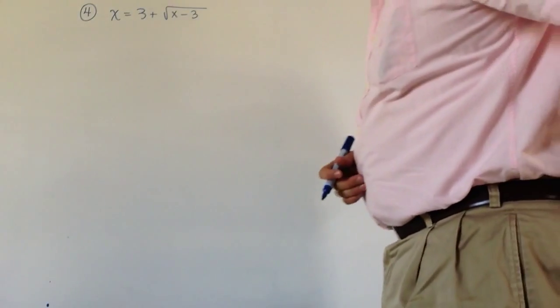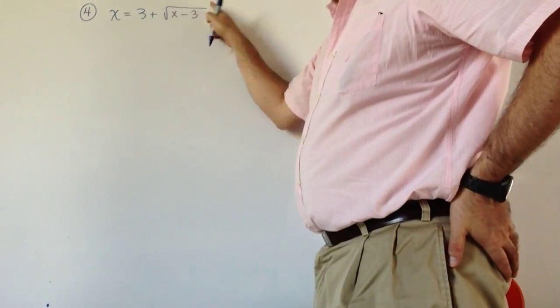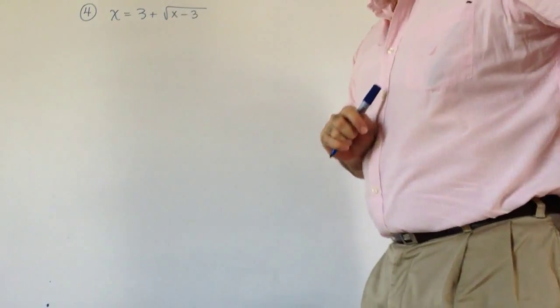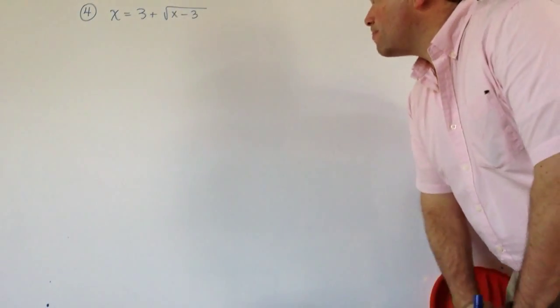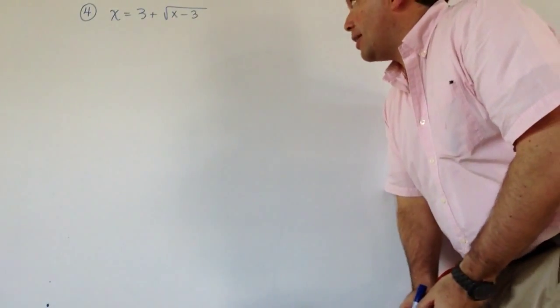So this is problem number 4. It's a radical equation. It's got variables inside the radical. In this case, it also has a variable outside. And in order to solve it, well, first we isolate the radical.